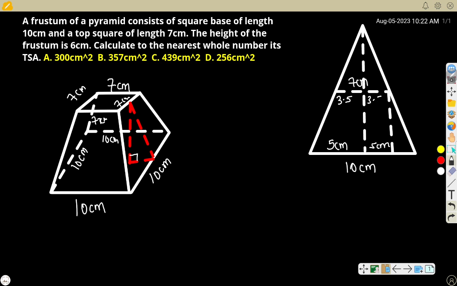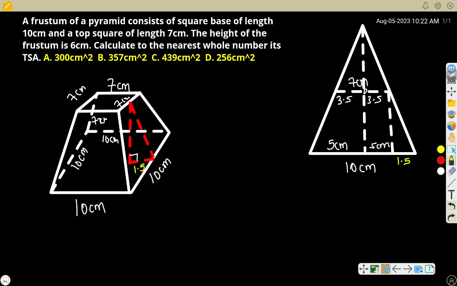So because we have 5, and from here to here is 3.5, and the total length from here to here is 5, so just say 5 minus 3.5. So you know the remaining portion of the length. So 5 minus 3.5, you have 1.5 here. That means this small portion is 1.5. So it's the portion you see here. That means this place is 1.5.